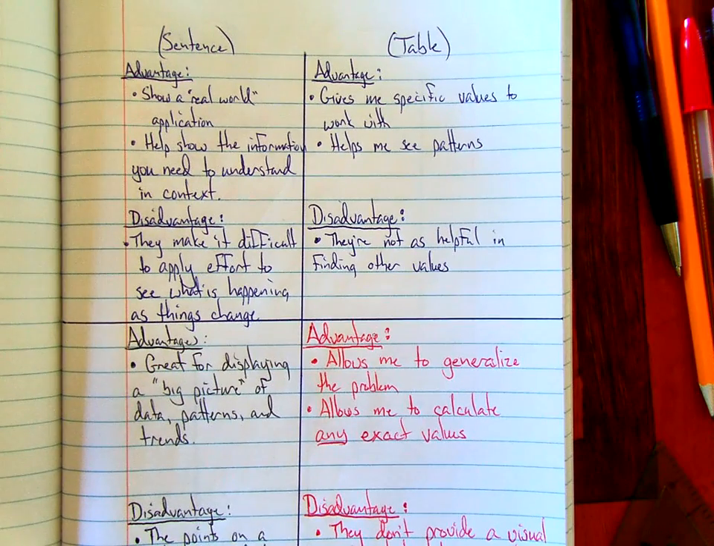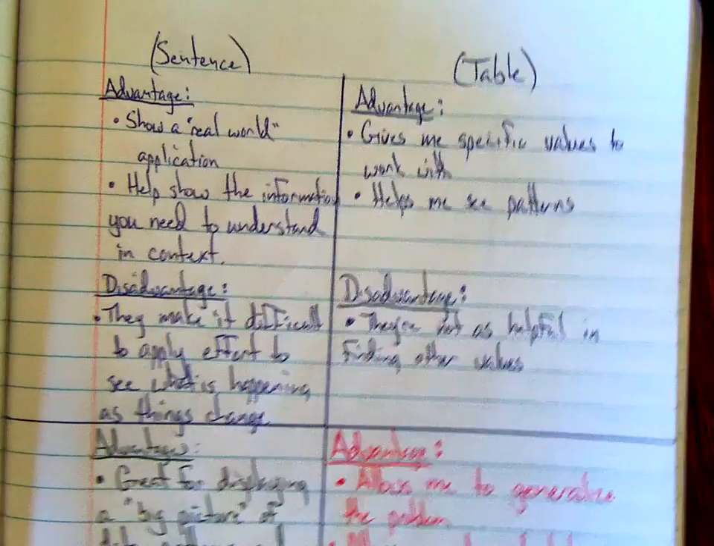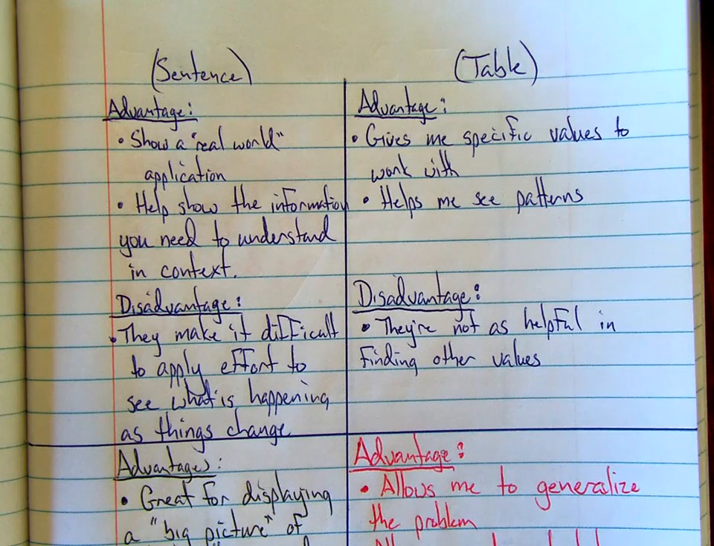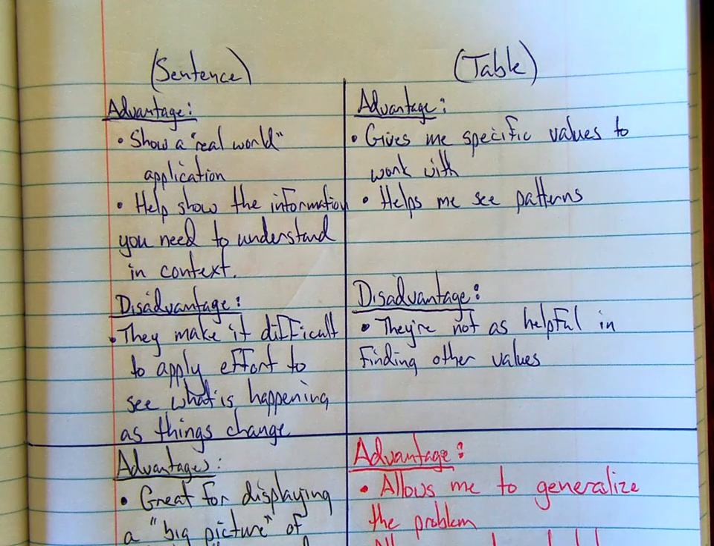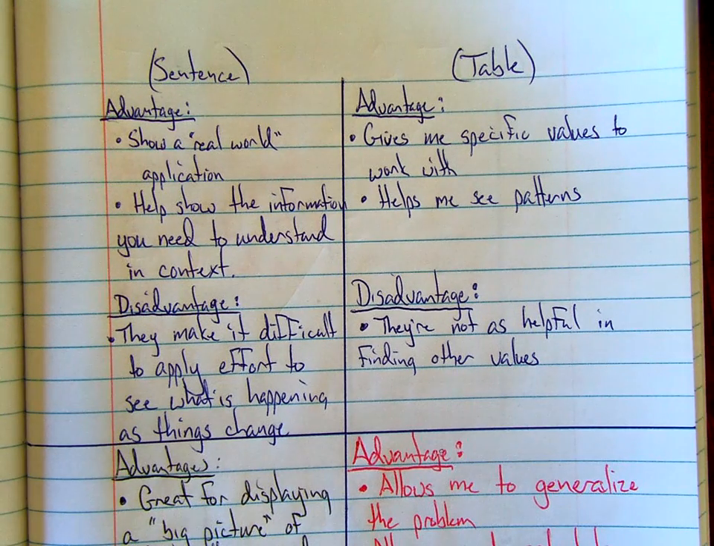The advantage of a sentence. And again, a sentence, it's just a word problem. An advantage is they show a real-world application, and they help show the information you need to understand the problem in context. A disadvantage, they might make it difficult to apply this to other types of problems or to see where it's going. It takes effort to see what is happening when things change.